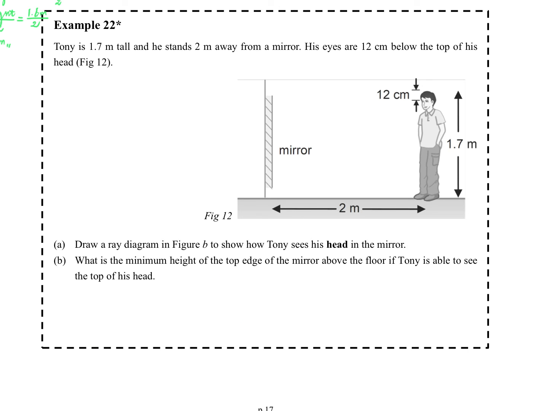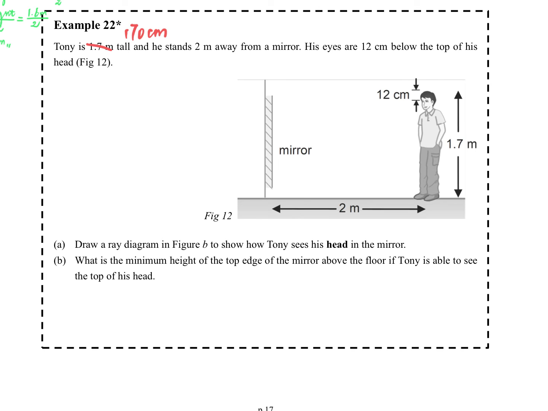And for example 22, we will apply what we have learned in example 21. Tony is 1.7 meters tall and he stands 2 meters away from the mirror. His eyes are 12 cm below the top of his head. Make sure that you use the same unit in the same question. And maybe for this one, I use 170 cm instead of 1.7 meters, so that the calculation will be easier.